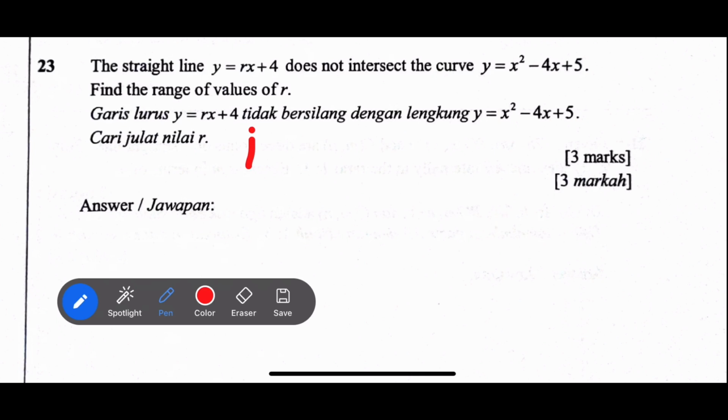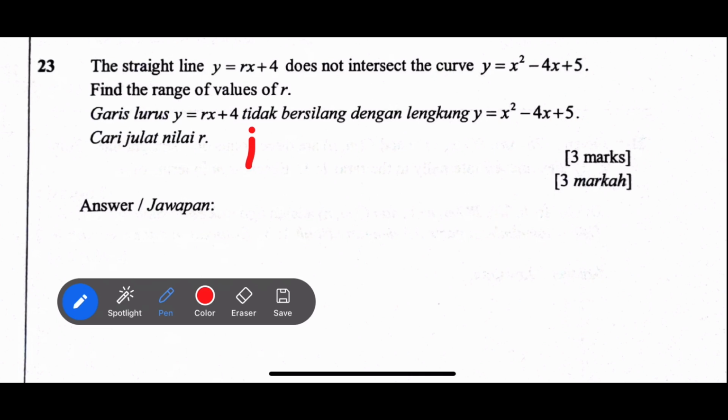Find the range of values of r. So they actually hint that there are two values of r, right? And then, since it is a range of values, it must be in terms of inequalities. All right, so first the concept comes first.